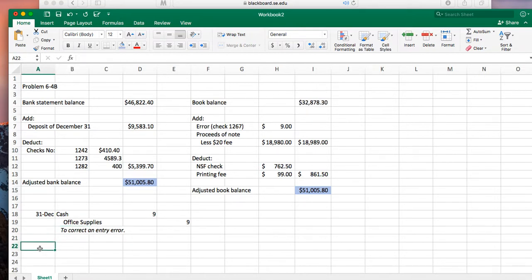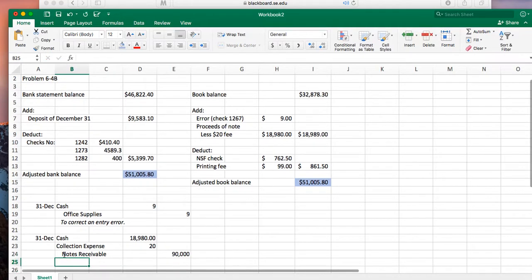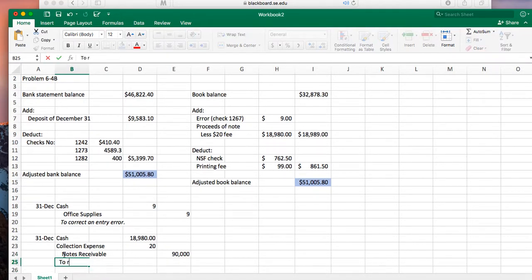right? And then also on December 31st, we're doing all of these on December 31st, we show that we've collected a note receivable of $18,980. Now we want to show that before the fee because we have to show that that's a collection expense. We want to make sure to reflect the right amount on our notes receivable. So we decreased our notes receivable, meaning they don't owe us that money anymore. So to record note, collection less fees.